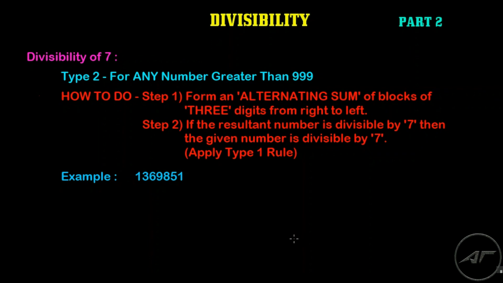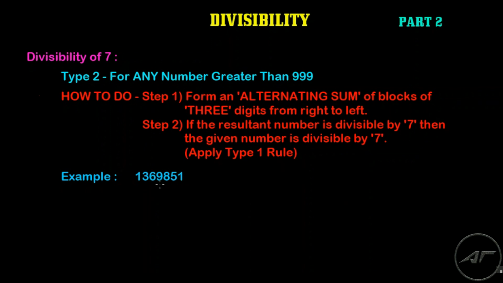Now let us check what the rule for the type 2 approach tells us. For any number greater than 999, we have to form an alternating sum of blocks of 3 digits from right to left. And after performing the sum, if the resultant number is divisible by 7, then the given number is divisible by 7. That is, firstly we will form an alternating sum of blocks of 3 digits from right to left. We'll perform the sum, we'll get a resultant number. Now that resultant number will be checked by using type 1. If that resultant number is divisible by 7, then the number given over here is obviously divisible by 7. Now let's try it out.